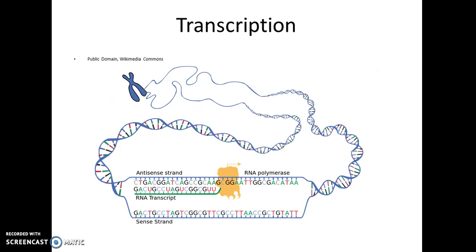So here is transcription, where RNA polymerase is right here. It unwinds, puts down, and it happens in a 5' to 3' direction, which means that this is the 3' to 5' direction up here, right? G binds with C, A binds with T, U binds with A.